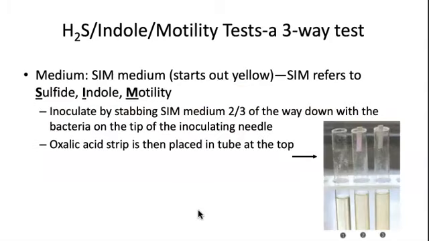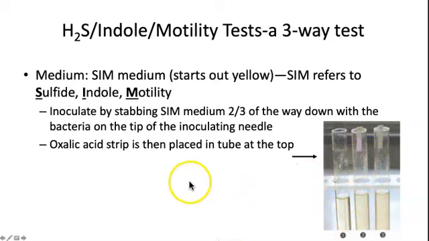So because these 3 tests are done in one tube, the medium we use for this is called SIM medium. And SIM, it starts out yellow, and it refers to sulfide, which is derived from the hydrogen sulfide gas of this first test, indole, which comes from the second test, and motility, which is the third test. So SIM medium does these 3 tests together.